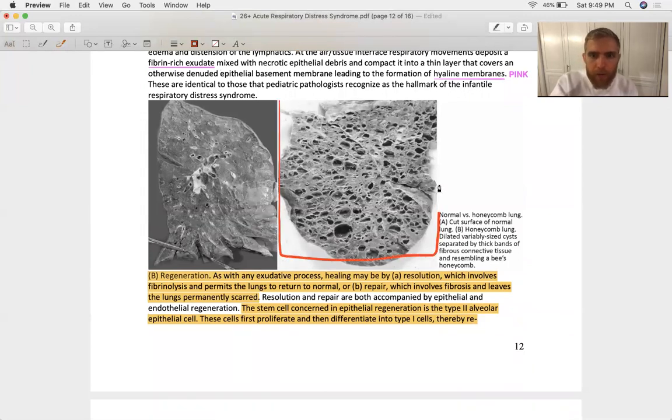And again, what is this? You get fluid inside a lung space and it just keeps accumulating and it pushes and expands the lung space open. And then there's some fibrosis around that expanded space, and that's your honeycomb lung.